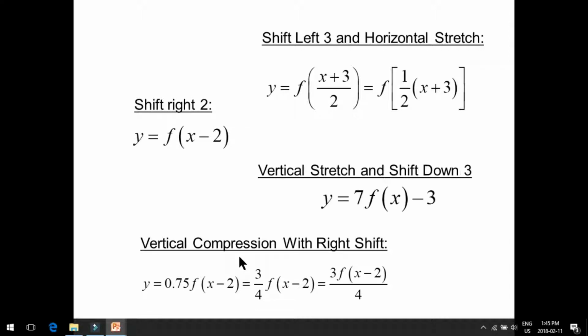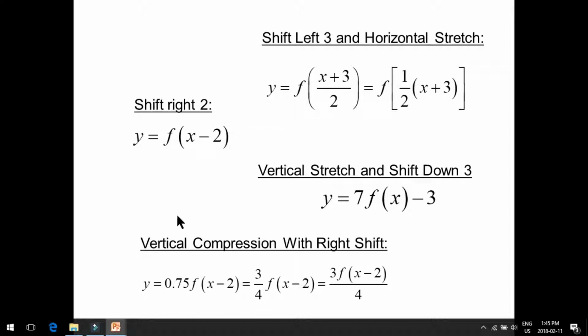with a right shift. Here we have a vertical stretch and a shift down. Vertical stretch because it's 7 times a y value, not within the input station, so this is vertical motion, and it's multiplying the y values, as opposed to this 1/2, which divides x values. This multiplies y values, and then take the whole business and shift it down 3. Hence, vertical stretch and shift down 3.